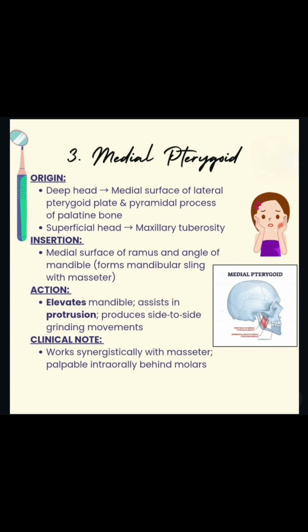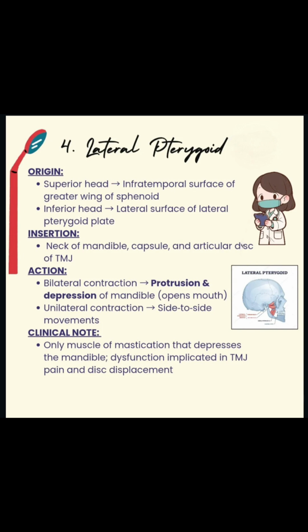Both of them insert at the roughest part of the medial surface of the ramus of the mandible. The nerve supply is the nerve to medial pterygoid from the mandibular nerve. Now, what is the action of the medial pterygoid? It helps to elevate the mandible. It protrudes the mandible with the lateral pterygoid of the same side, conjugate movement with the medial pterygoid of the opposite side, and clenching of the mouth.